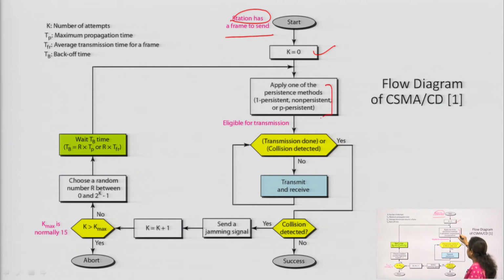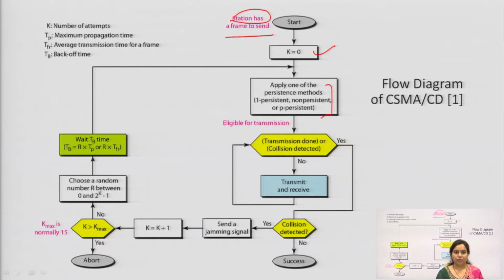Apply one of the persistent methods. We have seen all the persistent methods; three persistent methods are there: 1-persistent, p-persistent and non-persistent. In case of the 1-persistent method, the sender will continuously sense the channel to check whether it is free or not, and whenever it is free it will transmit the data.